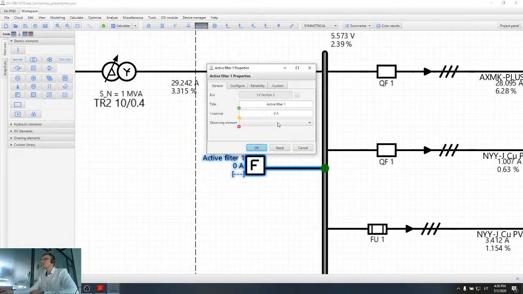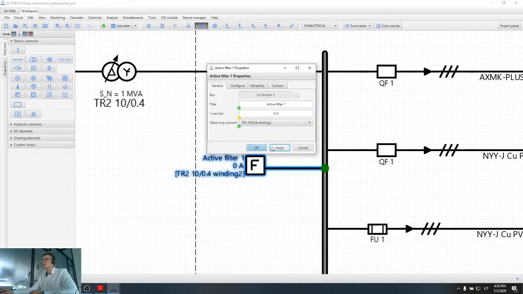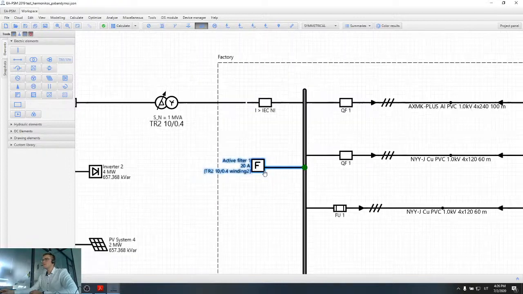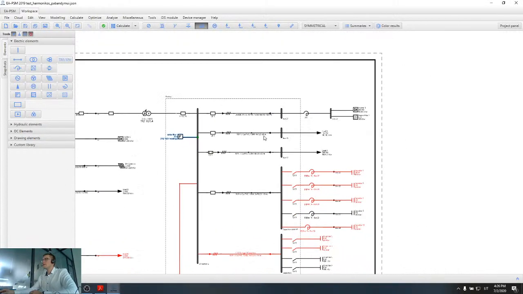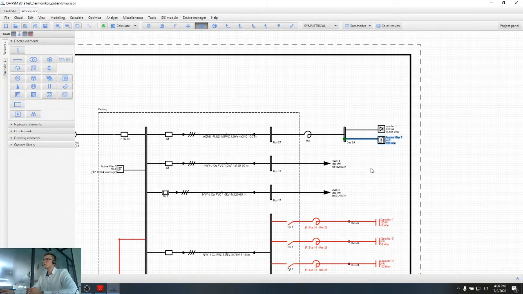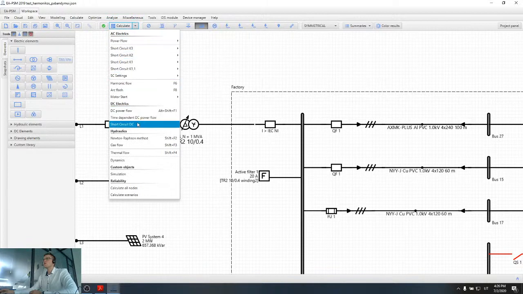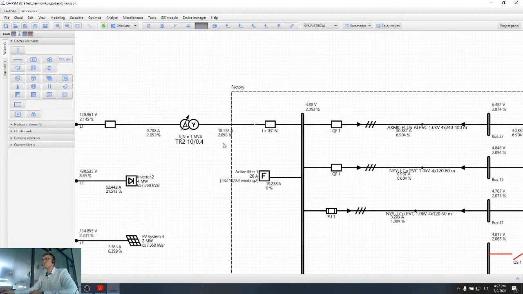In order to select the active filter, I have to specify what element this active filter is measuring, and I will specify that this filter is measuring transformer 2, winding 2, and I will specify the power for this filter, let's say 20 amps. Sometimes an active filter can work badly with the tuned filters, so we will check here in the software whether these filters will cause problems to each other. So now let's do the calculations of harmonics.